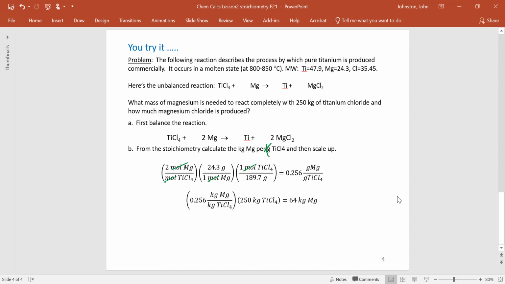All right, so there should be problems like this in your post-lab quiz. Good luck with those. And that's the end of this lesson.